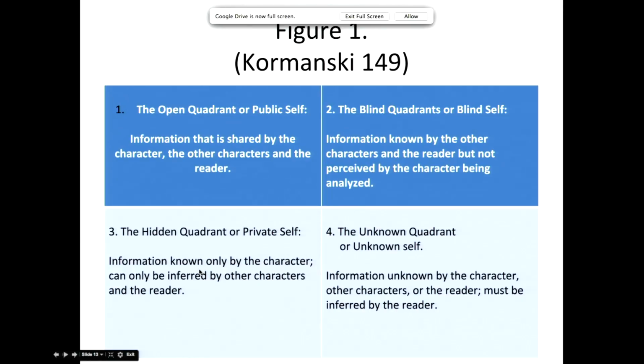Area 3, the hidden quadrant or private self, information known only by the character. It can be inferred by other characters and by the reader. And the unknown quadrant or unknown self, information unknown by the character or the other characters or the reader. This requires an inference or an extrapolation.